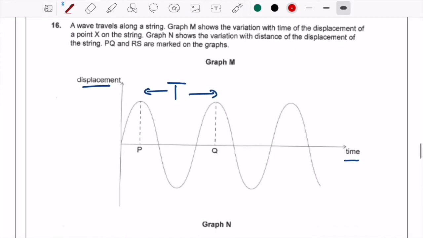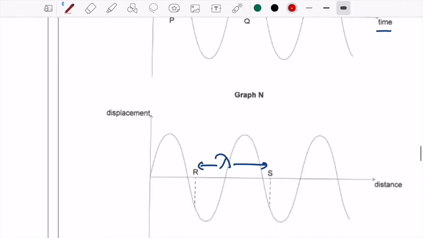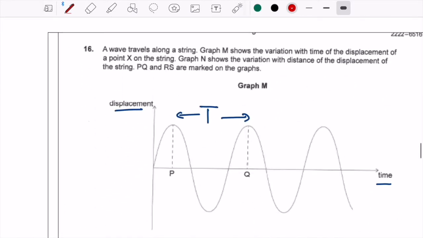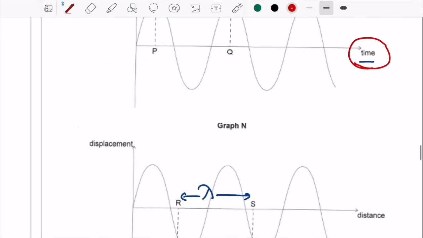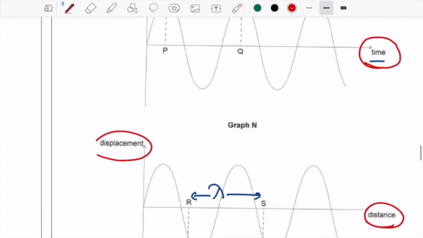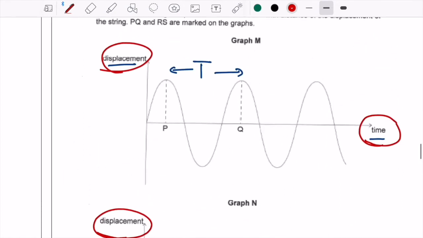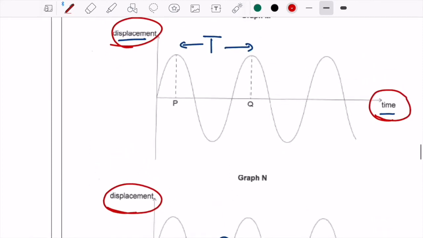Question number 16. This is about, again, topic number 4, waves. A very important thing is they are trying to check whether you understand the difference between a displacement against time and a displacement against distance graph. The displacement time graph is about simple harmonic motion.